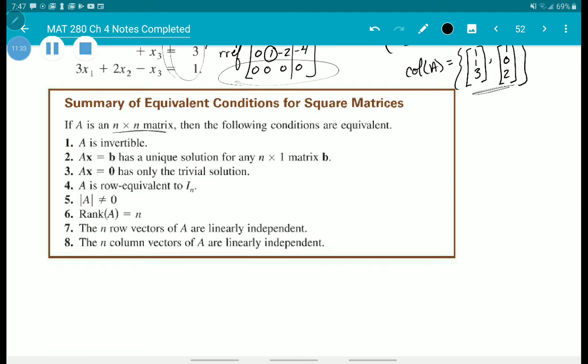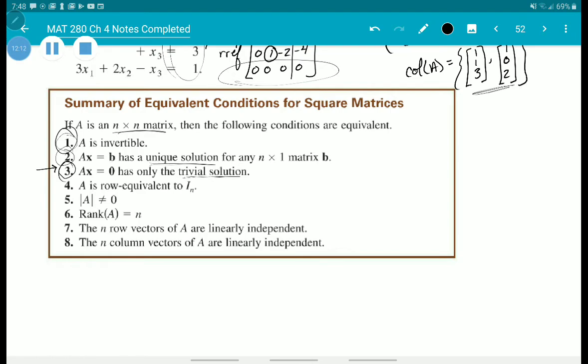So if A is an n by n square matrix, then the following conditions are going to be equivalent. So if A is invertible, then that means that we have to have a unique solution for AX equals B. Remember, unique means that there has to be one solution. And since there's one solution for that, then that means that AX equals 0 must only have one solution, and that solution is the trivial solution. Remember, for homogeneous systems, you could have either one or an infinite number of solutions. This is guaranteeing us one, all because A is invertible.